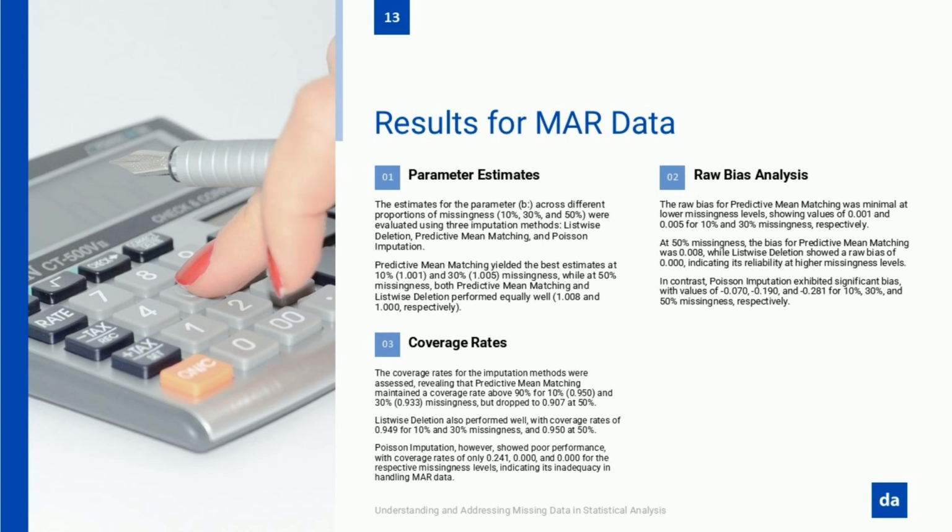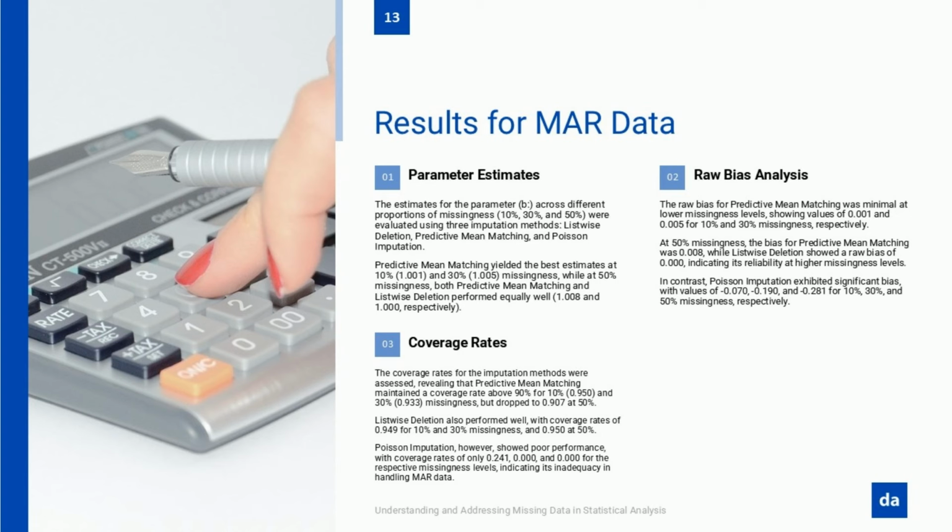Participation trophy. Poisson imputation fell off the track. At 10%, it limped in with an estimate of 0.945. By 30% and 50%, it was out of the race entirely at 0.835 and 0.743. Someone might want to check its engine or its math.